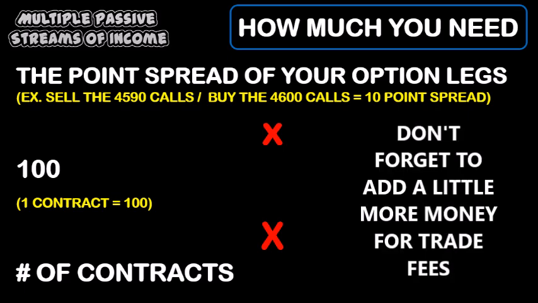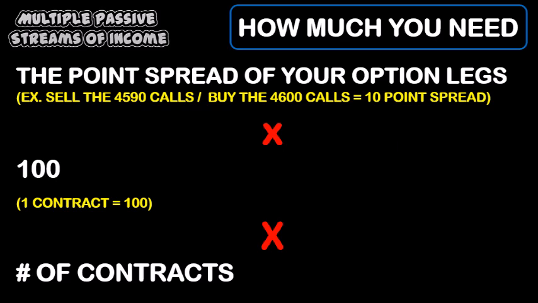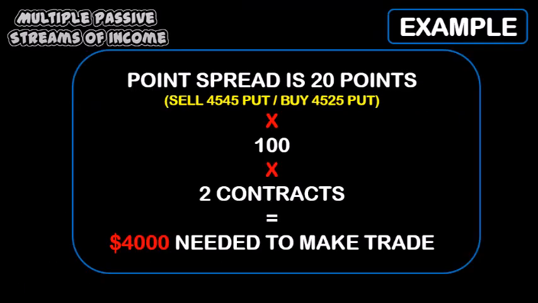Now, if I wanted to trade an iron condor, for instance, let's just do an example. Let's say it's 2 contracts, but I have a spread of 20 points on both the call and the put side. The formula would be 20, that's for the spread, times 100 times 2 contracts. So I would have to have $4,000 in my account if I wanted to make this trade.